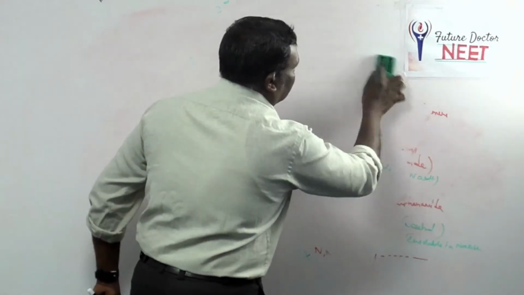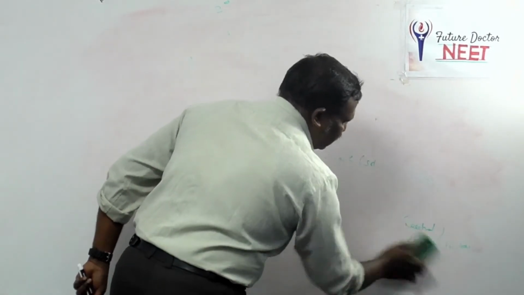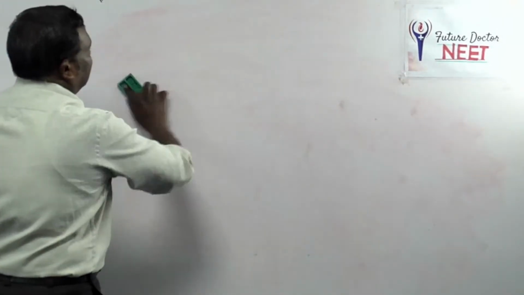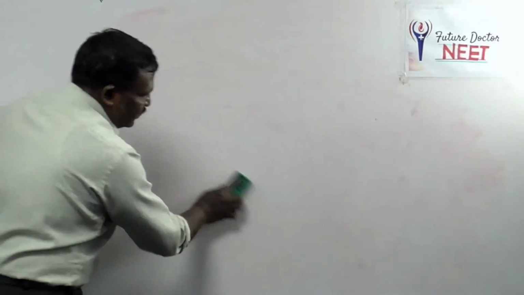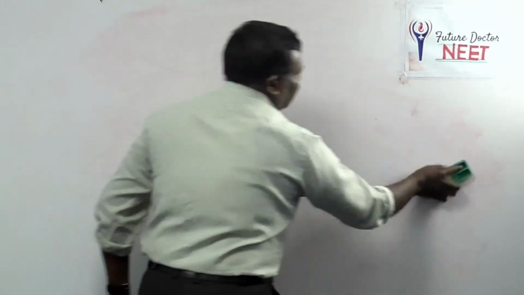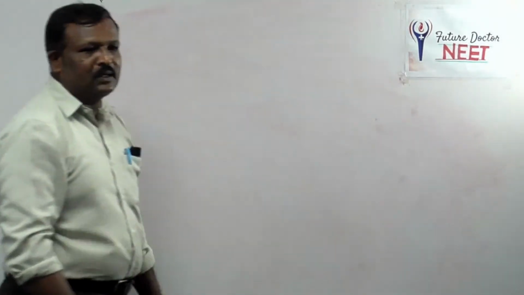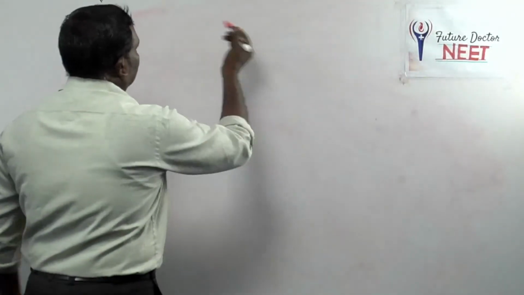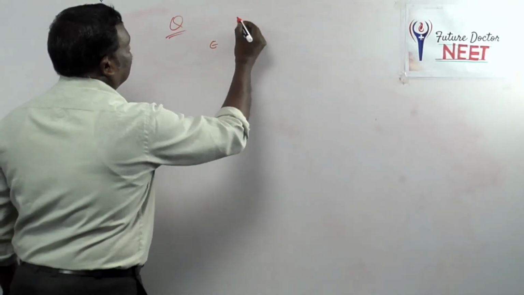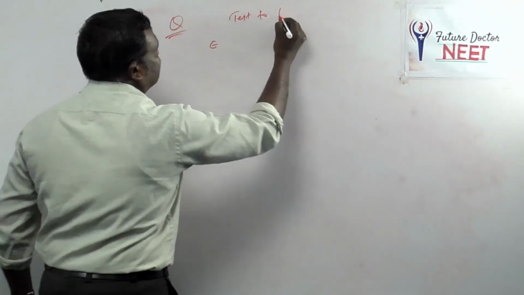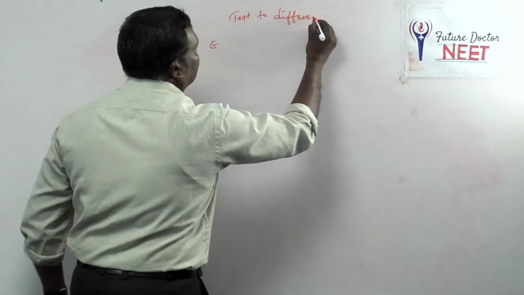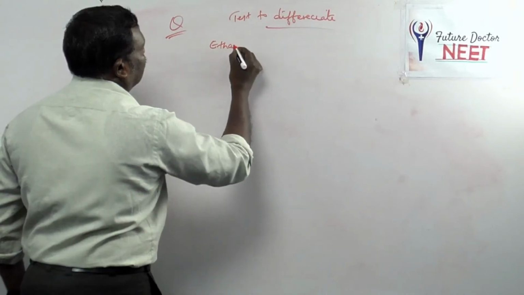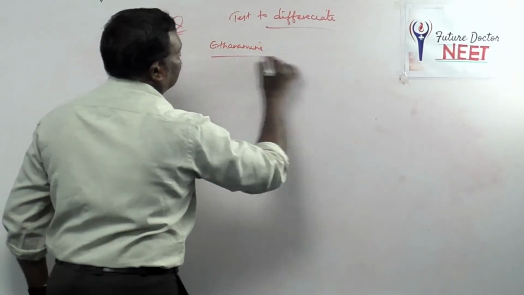Suppose here, how many tests have we studied until now? Three tests. What are the tests? Carbylamine test, nitrous acid test, Hinsberg reagent test. So I am going to give one question. You put the heading: test to differentiate. I'll give ethanamine and aniline.